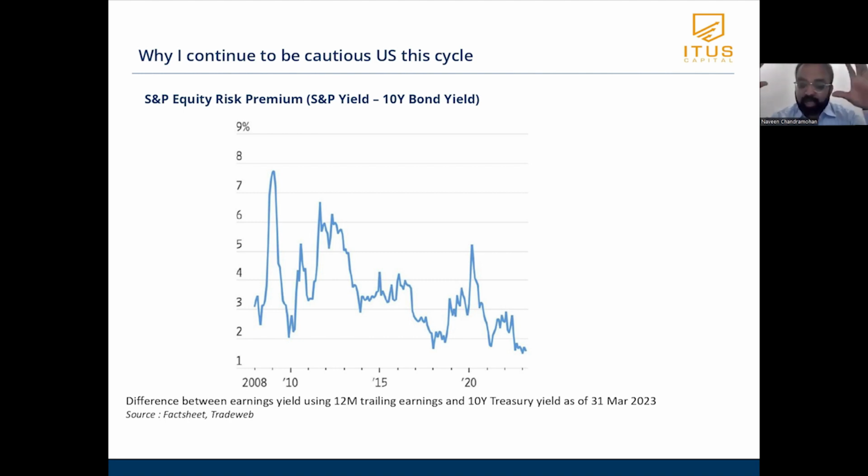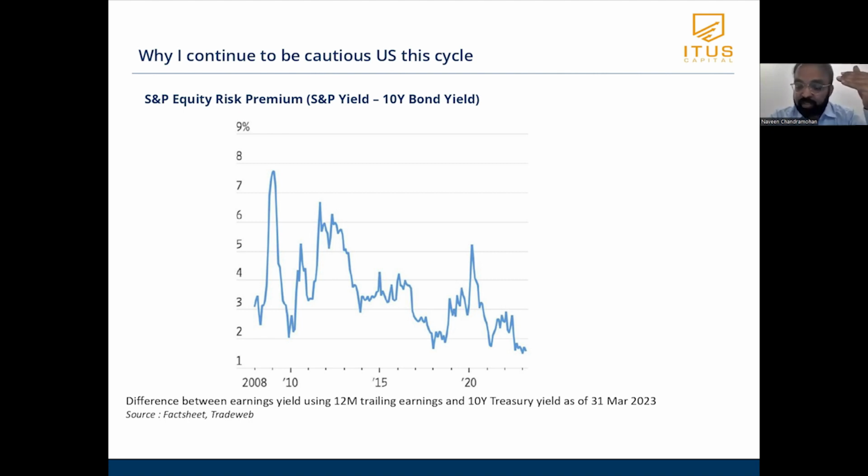So what does this chart tell me? Every time the S&P yield goes significantly higher than the bond yield, equities become attractive. Let's say 2008, when the crisis hit, look at what happened in this part. The PE dropped significantly, as well as interest rates. So you got a crisis, which effectively meant it was a great time to invest in equities, but people panic. So every time there is a spike in S&P minus 10-year yield, it is a great time to invest, but it also means there's panic.